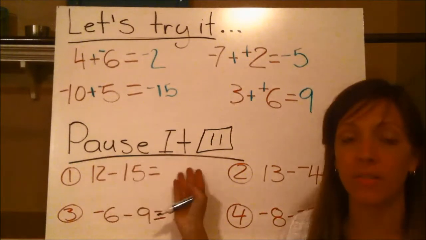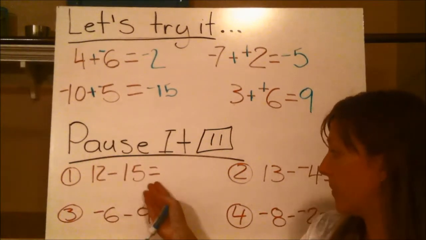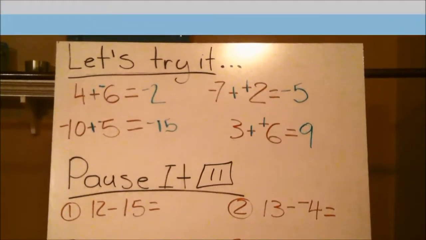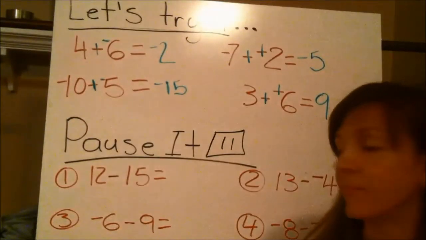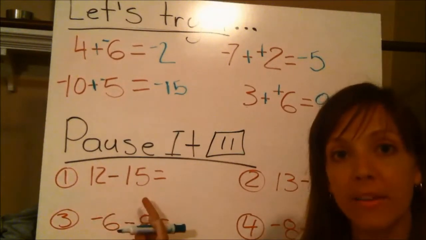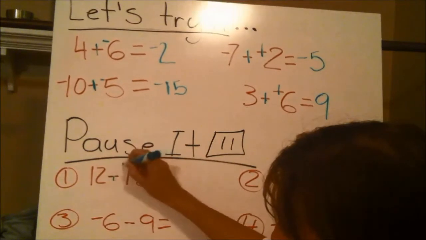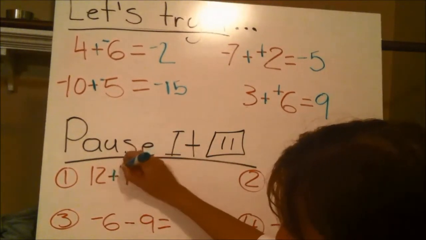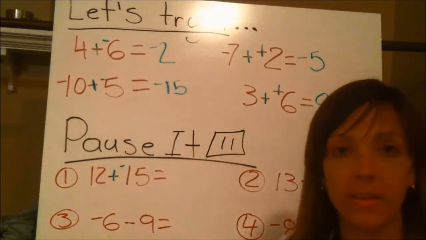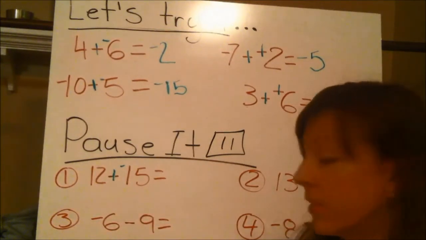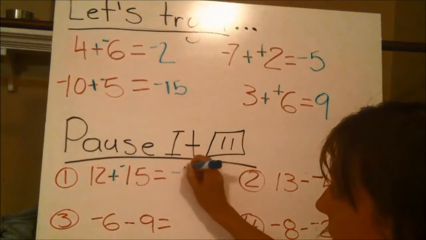Now I'd like for you to pause the video at this point and try these last 4 on your own. Okay, 12 minus 15, or 12 plus a -15. I have $12, I owe $15, I can pay 12, but I still owe 3. -3.